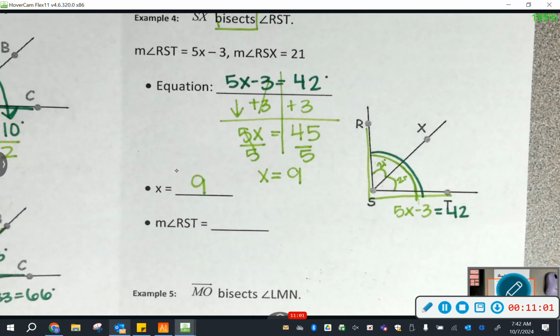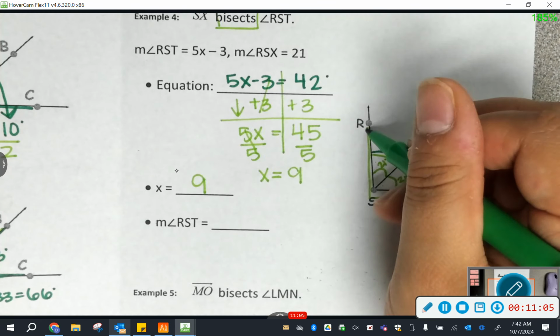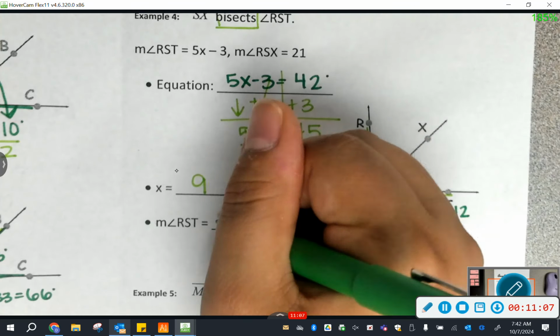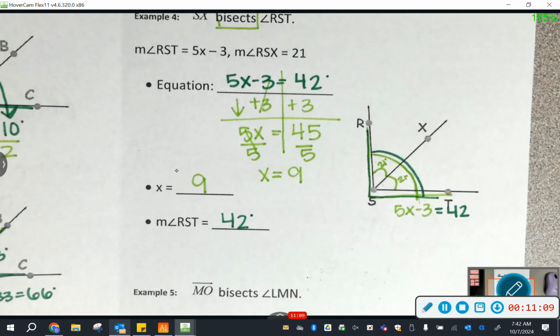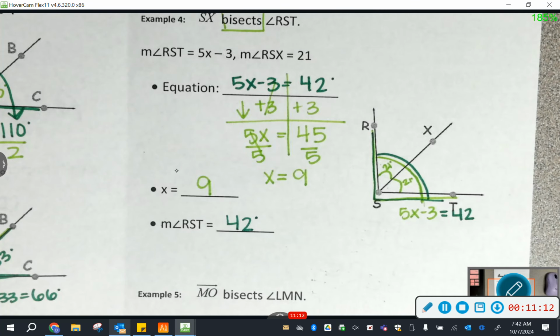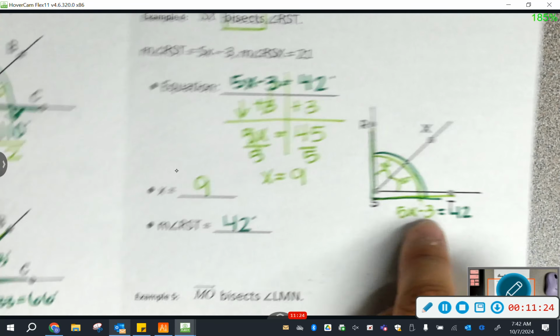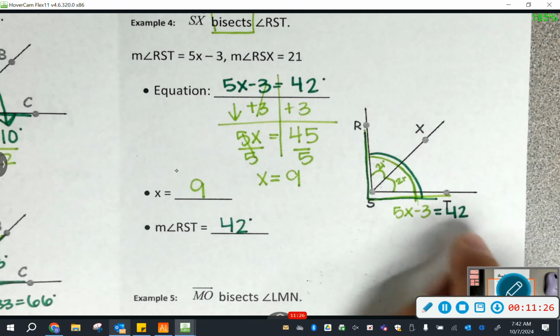And we already know this answer. We don't actually have to plug in. But what is RST? What is my whole thing? 42. And why is it 42 again? 21 and 21. What questions can I answer on this one? Again, not super difficult in my opinion, but very easy to make a mistake of making that equal 21.